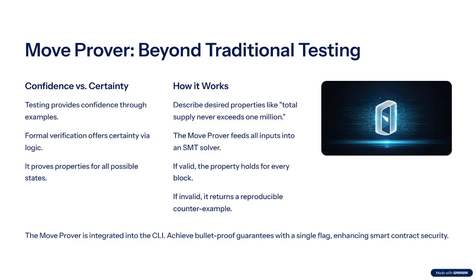And let the Move Prover feed every possible state, path, and adversarial input into an SMT solver. If the solver says valid, the property holds for every future block. If not, it returns a counterexample you can reproduce. The prover sits in the same CLI you already use, meaning bulletproof guarantees are one flag away.